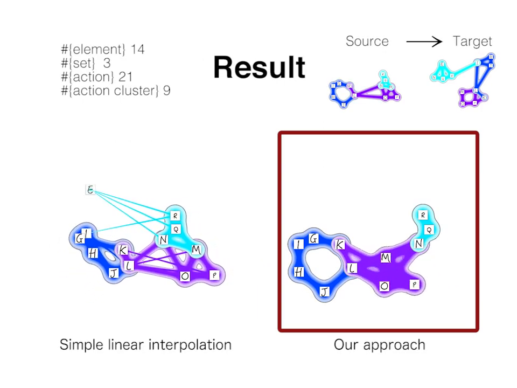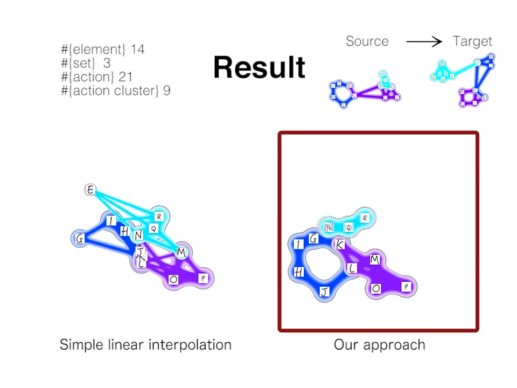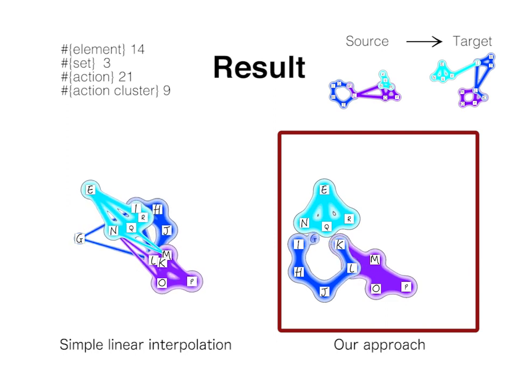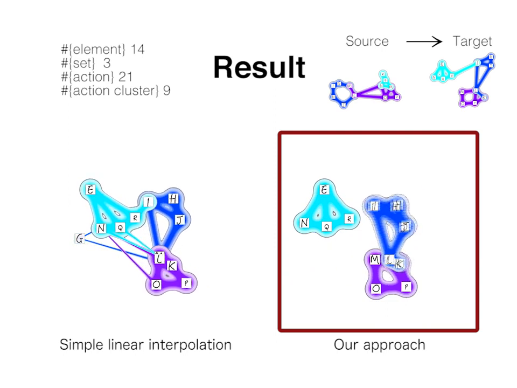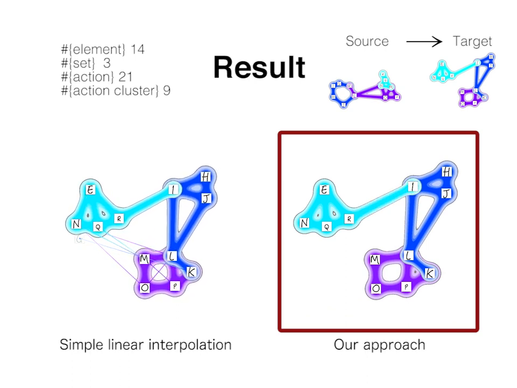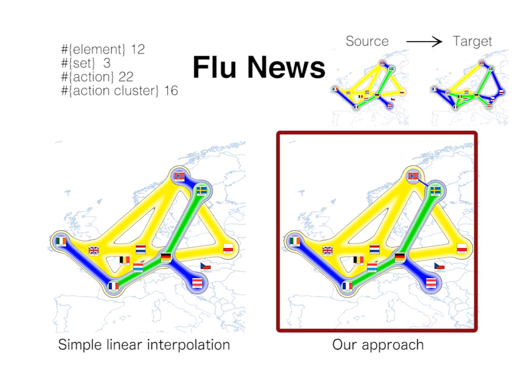The left video shows a linear interpolated animation, and the right one shows a stepwise animation automatically generated by our system. Our approach successfully visualizes how the set diagram changes from its initial status to the final one, while suppressing unwanted occlusion among the sets. The coming clips show more experimental results.